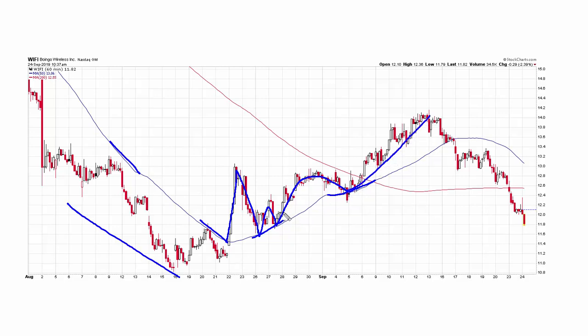So if you're entering over here, you're getting a move from like 12 up into the 13, 14 area. If you got in over here, you're getting a move from like the mid 12s to 14. Either way, you're getting a really nice move for a pretty smooth moving stock.